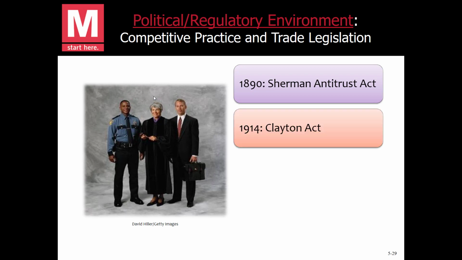Then you have the Clayton Act, which was introduced in 1914. The Clayton Act was kind of a supplement to the Sherman Antitrust Act. It was an extension of the Sherman Antitrust Act. And this act was primarily concerned with market strategies, commercial pricing ethics, and the protection of the citizens of the United States from the various exploitative measures undertaken by different firms.